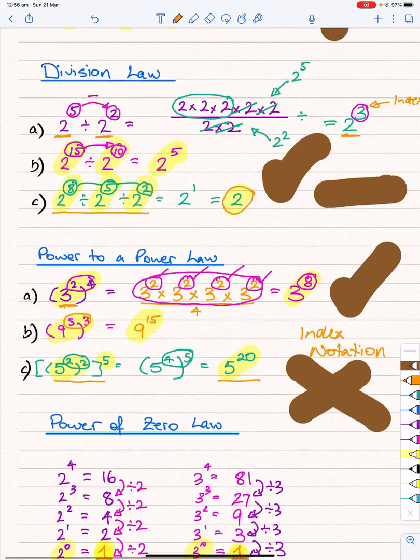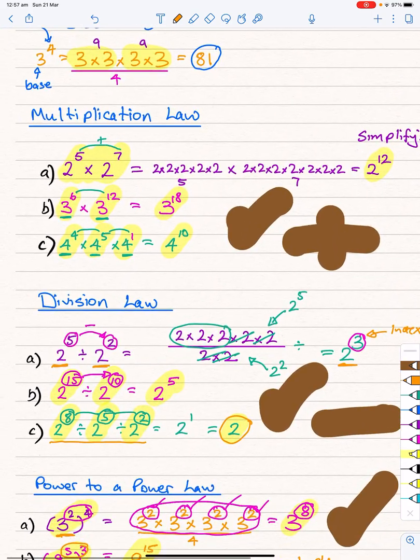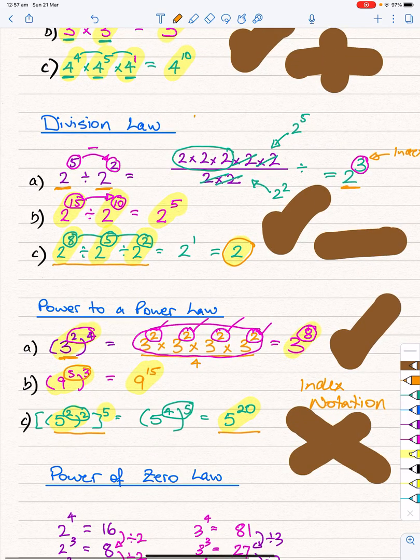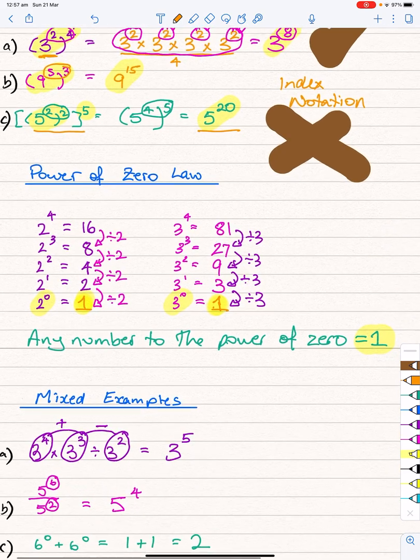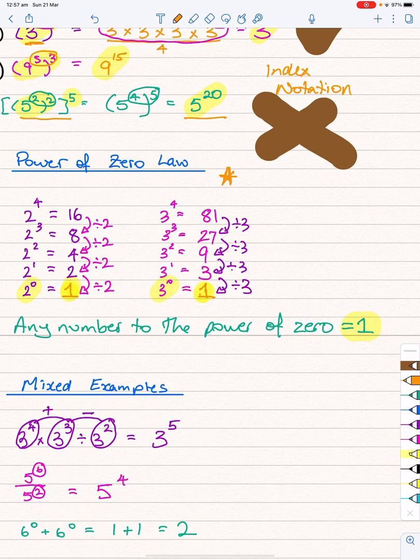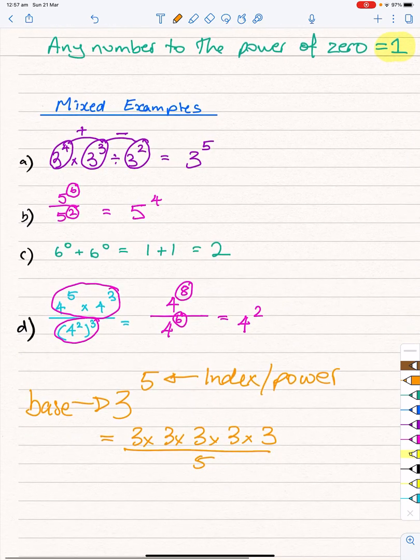We have some laws. The laws that we looked at was the multiplication law. And the multiplication law says that when we're timesing powers, numbers with powers, we add the powers together. Our division law says that when we divide numbers with powers, we subtract the powers. When we have a power of a power, we're multiplying the powers together. And a power of 0, anything to the power of 0 equals 1.